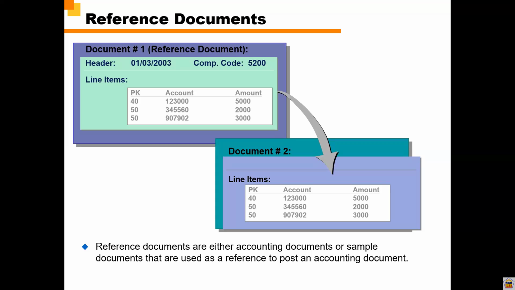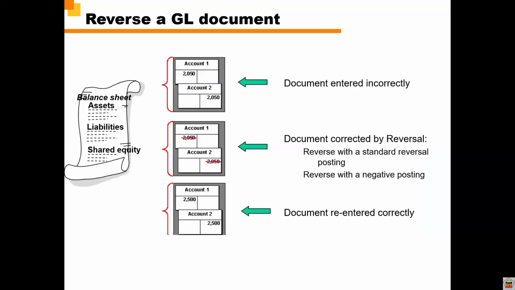So information will be there, I would say some minimum information. Over and above that, he can add something if required. Otherwise, the system would allow him to create the document. So under the reference document, we have the sample and recurring document.